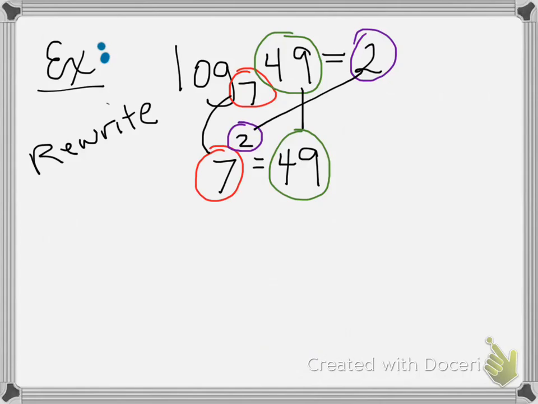And so I always say base equals number. That's what helps me remember the order. So base to the equals number. So 7 to the second power equals 49, and that's true. 7 squared does equal 49. So that's how we rewrite a logarithm to look like an exponential function.